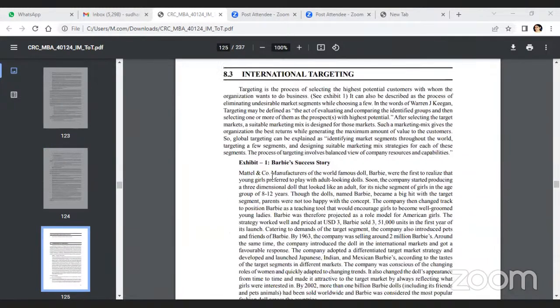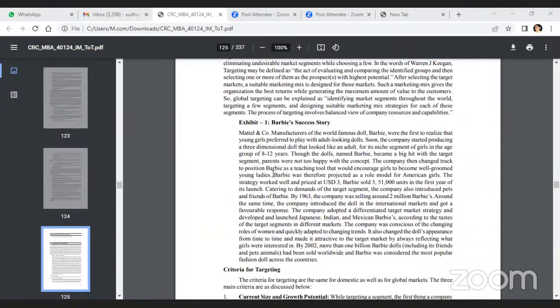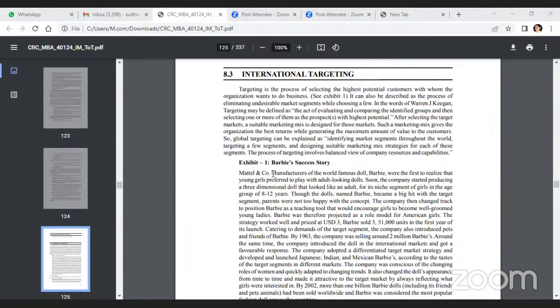Next, international targeting. International targeting. Targeting is a process of selecting the highest potential customers from the segmented market, from where the market gets good returns. Okay.